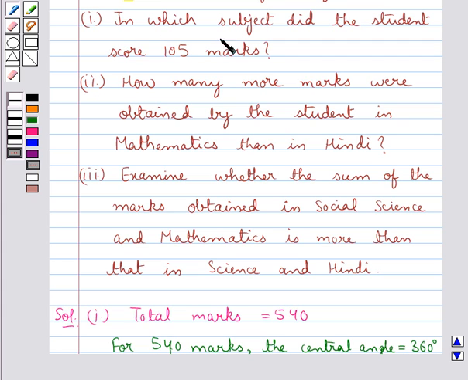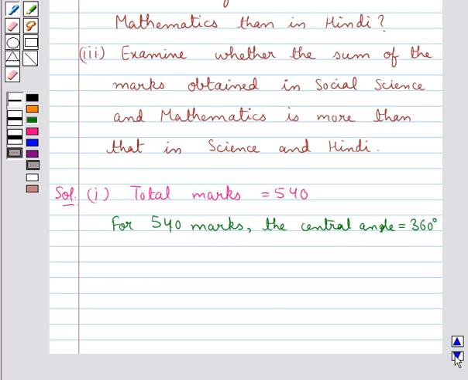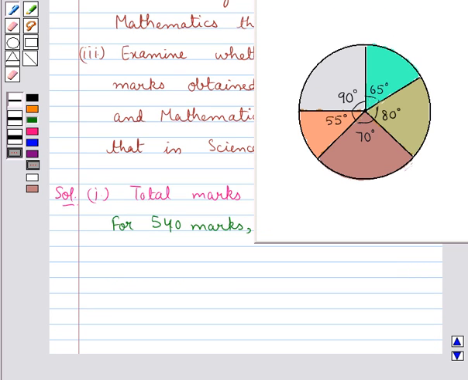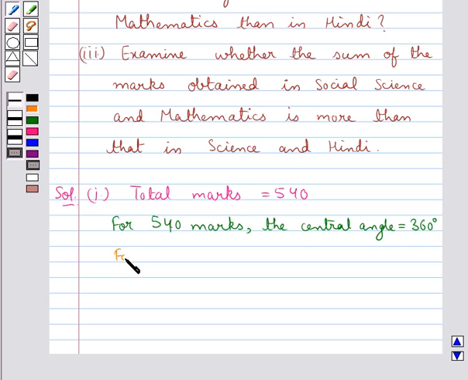We are supposed to find the subject in which the student scored 105 marks. So for this, we will calculate the central angle. Then, according to that central angle, we will find out which subject it is. So, for 105 marks, the central angle would be equal to 360 degrees upon 540 multiplied by 105.